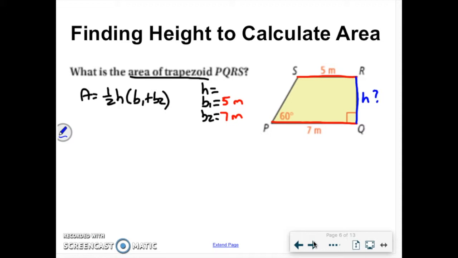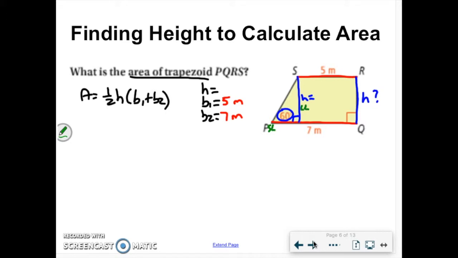The way that we would do it is noticing that we have a 60 degrees over here in this corner. If there's a 60 degrees in this corner, then I can make another line here that's also perpendicular. So this is going to represent my height. And now I have a 30, 60, 90 triangle. So the trick with those was to figure out what your short leg is. This right here is my long leg.